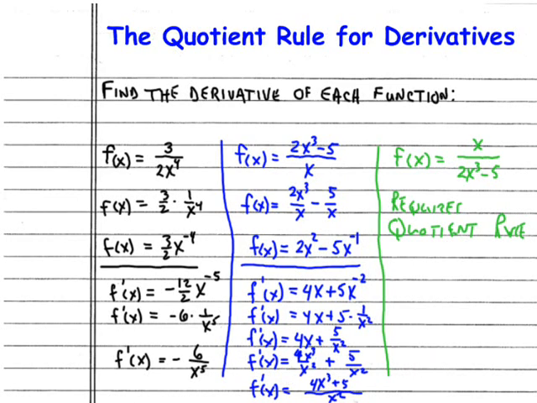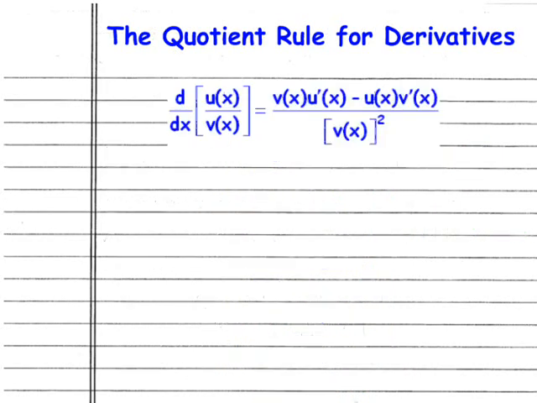Okay, well, let's look and see what the quotient rule actually says. It says to find the derivative of a quotient, or of a fraction, we take the denominator of the fraction, multiply it with the derivative of the numerator, subtract the numerator multiplied with the derivative of the denominator, and then divide all of that by the old denominator squared.